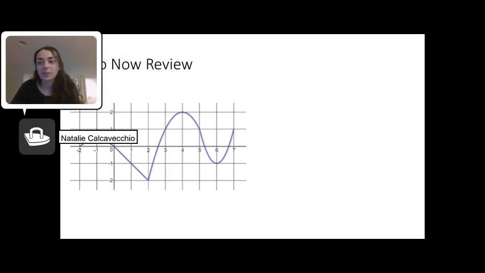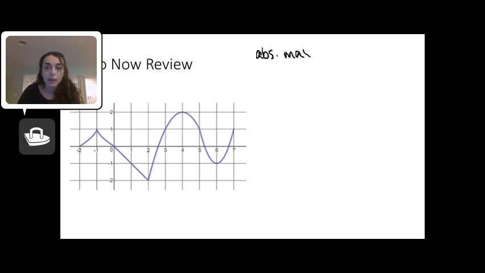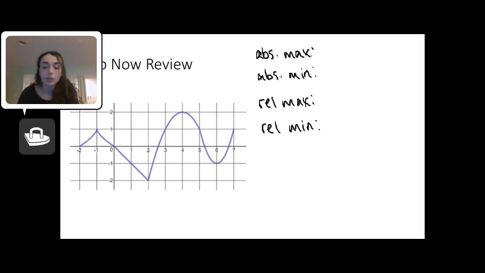Okay, class, time is up for the do now problem. No problem if you guys didn't have enough time to finish it. We are just going to go over it together as a class. So we were asked to find the absolute maximum value of the function, the absolute minimum value of the function, relative maximum values of the function, relative minimum values of the function, and then also the intervals in which the function is increasing and decreasing.